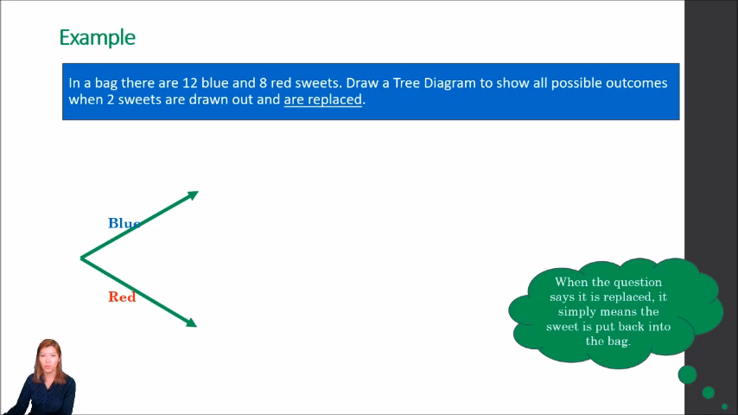So for blue, we have 12 out of the total. The total is found by adding all the sweets together. 12 plus 8 is 20, so we have 20 in total. So for blue, we have 12 out of 20 as the probability, and for red, we have 8 out of 20. That's the first pick. Now, if we're putting the lolly back, then in our second pick, it's going to be exactly the same.